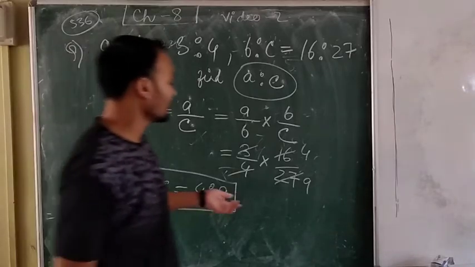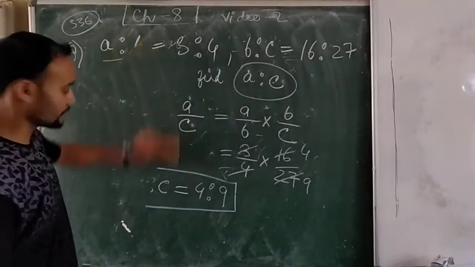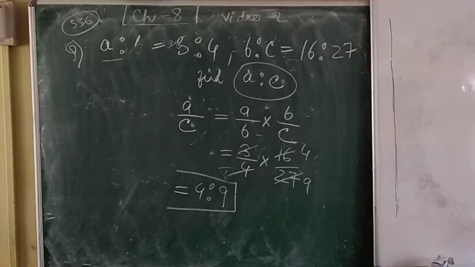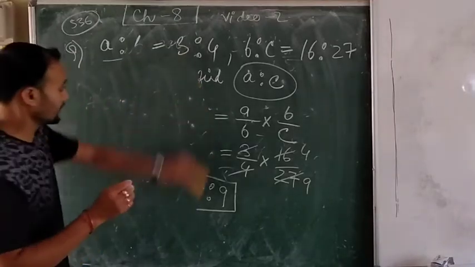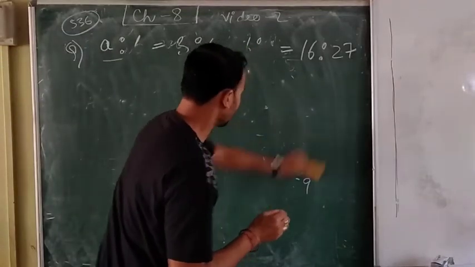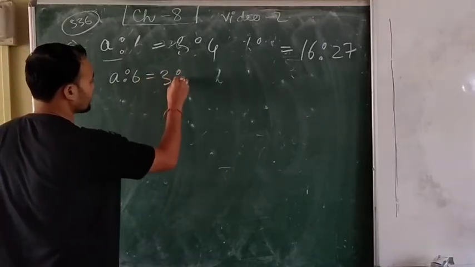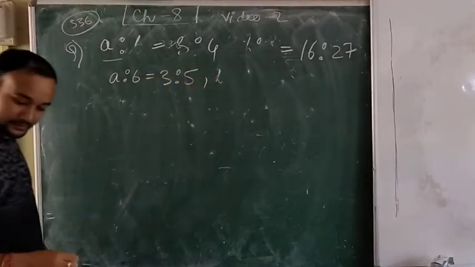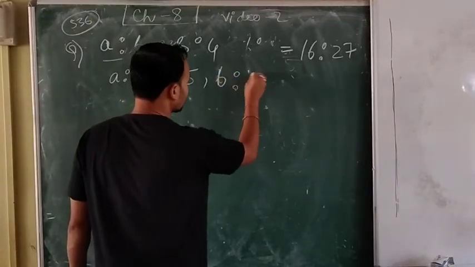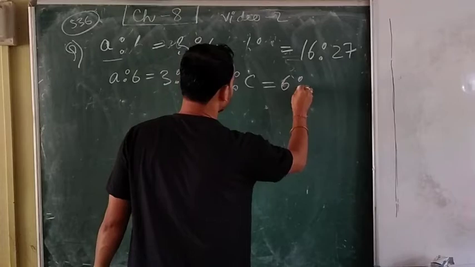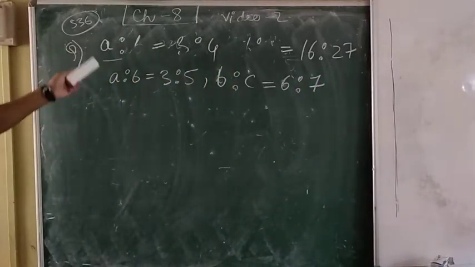One different kind of question is there. You see, I'll solve this. A is to B is equal to 3 is to 5. A is to B equal to 3 is to 5. And B is to C is 6 is to 7. B is to C is equal to 6 is to 7. Yes. This is also a different question.